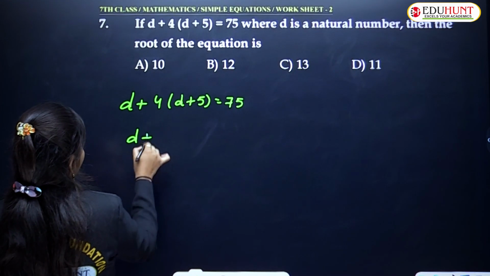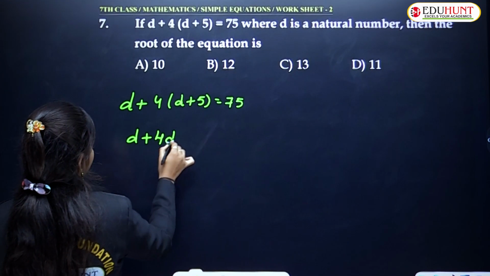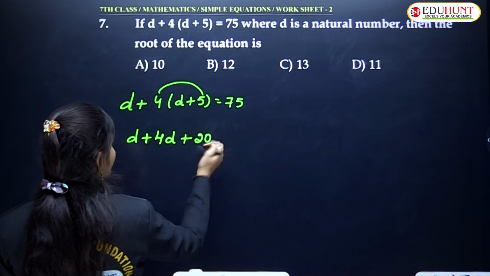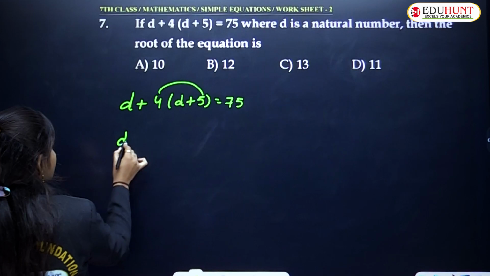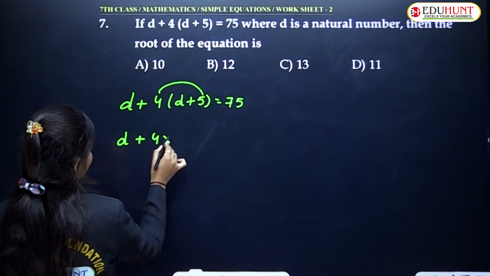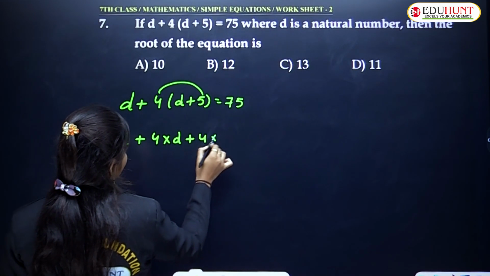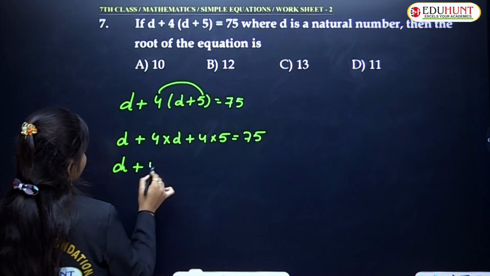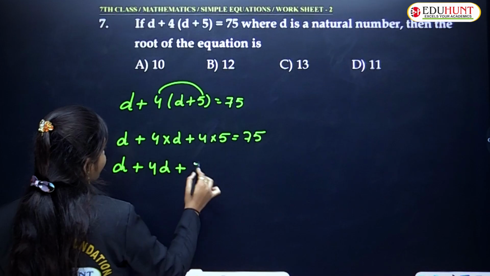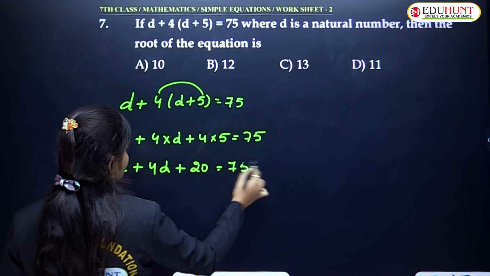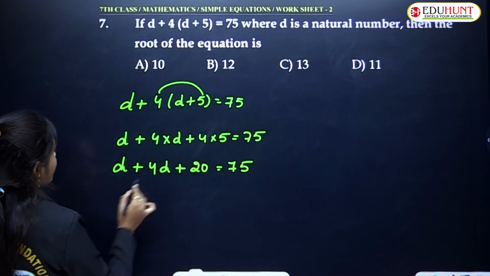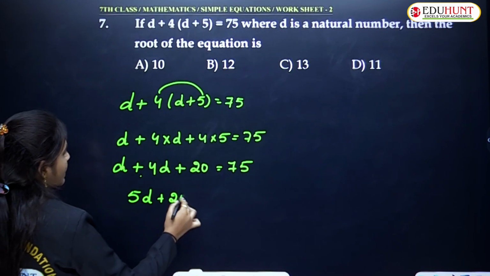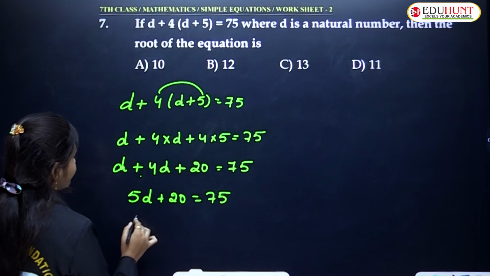D plus 4 into D is 4D. Plus 4 into 5 is 20. If you want that explanation, then see here. (D plus 4) into (D plus 4) into 5 is equal to 75. Then here 4D plus 4 into 5 is 20, which equals 75. Clear, ma? Yes. 4D plus D, which is 5D plus 20, equals 75.